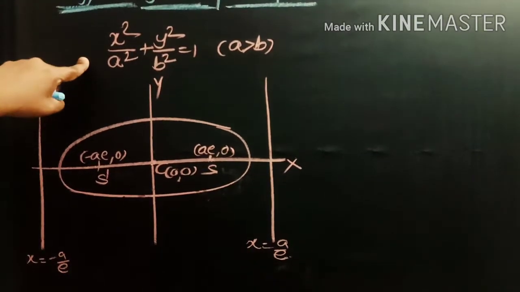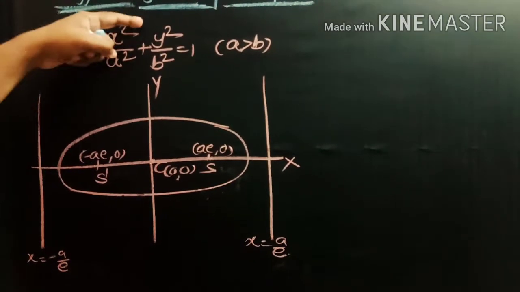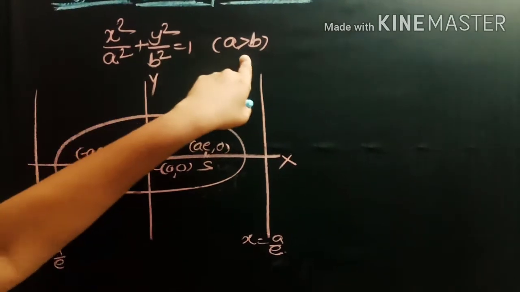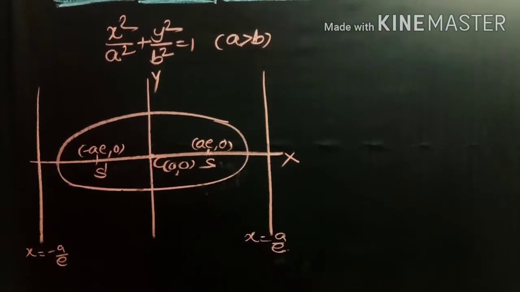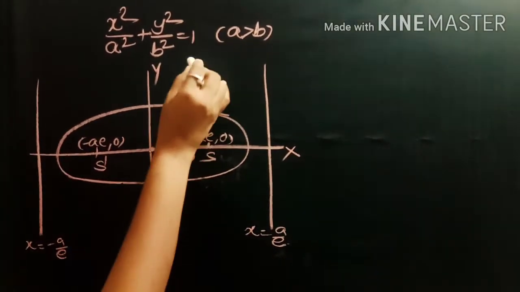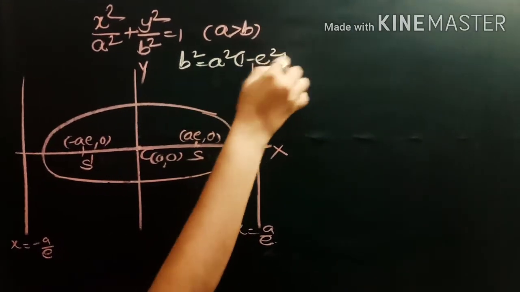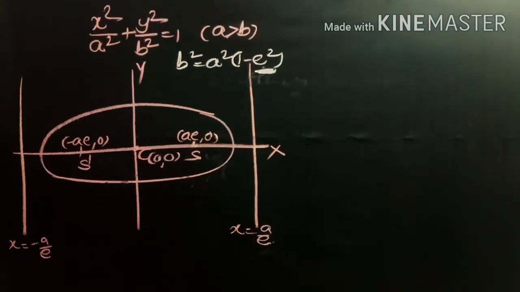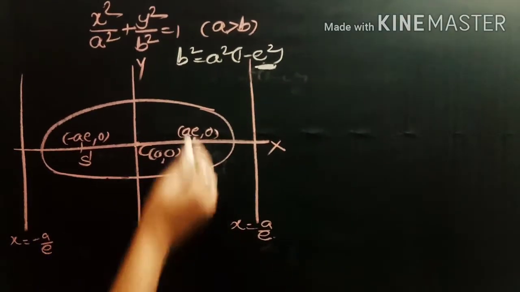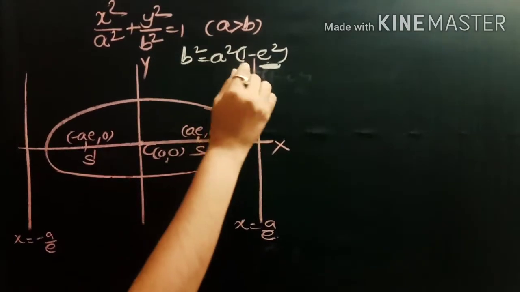This is the equation of the ellipse x square by a square plus y square by b square is equal to 1. Here the condition is a greater than b, and in this case we take the value of b square is equal to a square into (1 minus e square), where e is the eccentricity of the ellipse. Now by using this formula we can find the eccentricity value.